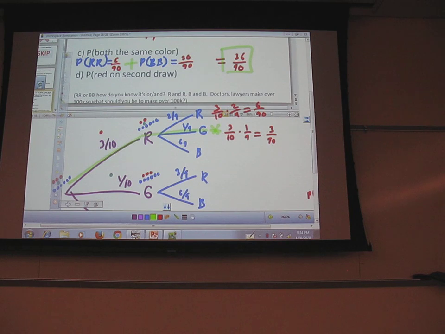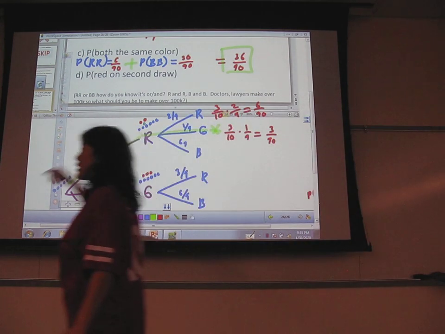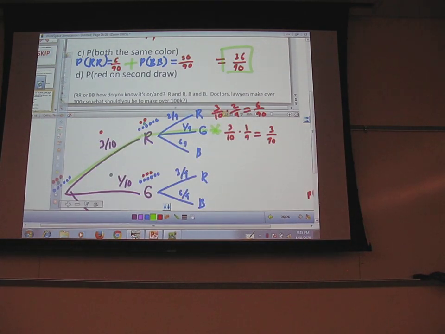3 out of 10. What's the probability any red one will be in the last position when I finish shaking the bag? 3 out of 10. What's the probability a red one will be in the second position when I finish shaking the bag? 3 out of 10. So, no matter what, the reds have a 3 out of 10 chance of being in any of these positions. So the probability that the red is in the second spot on the second draw is 3 out of 10.